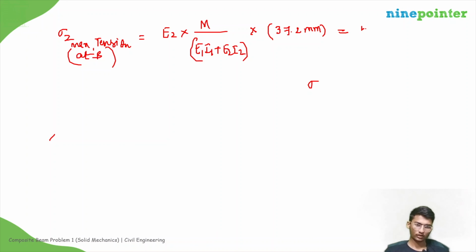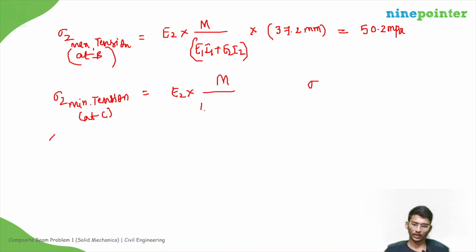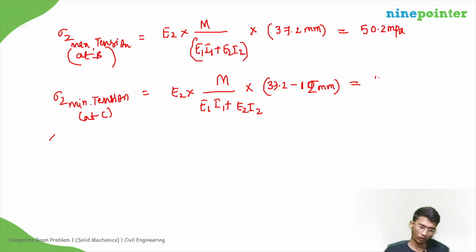From this you can calculate sigma 2 max tension. That value is 50.2 MPa. Okay. You can calculate. And sigma 2 minimum tension will occur at contact plane C. That will be equal to E2 into M divided by E1 I1 plus E2 I2 into the distance. The distance is H2, 37.2 minus 12 mm. Okay. So from this we can calculate the minimum tension in material 2. That value will come as 34 MPa.